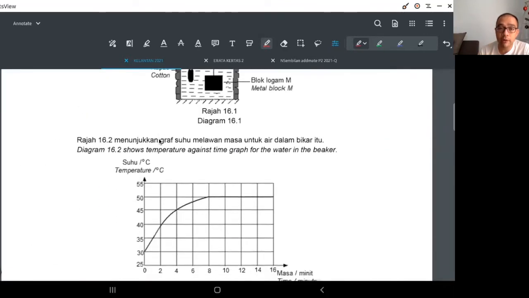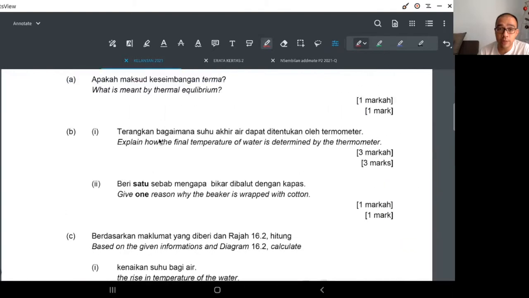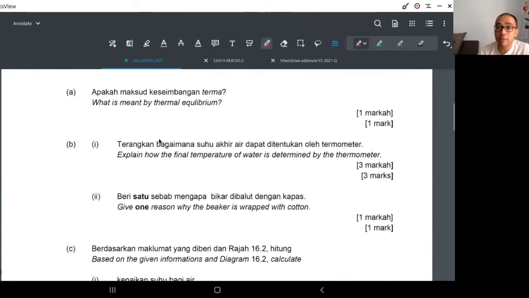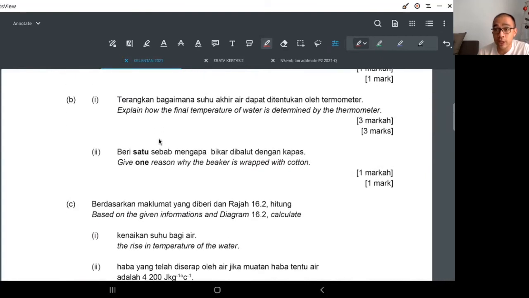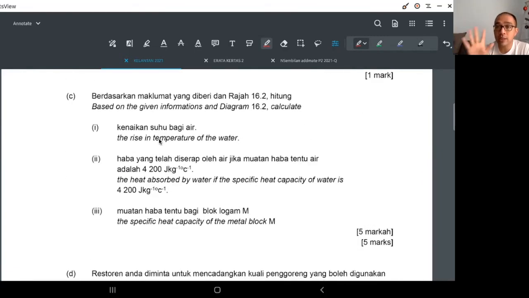Usually there will be a definition question. In this case, what is meant by thermal equilibrium? Secondly, there is always an explanation question, which is a 4-mark question. I will always refer to this as the 4-mark question in essay. So the 4-mark question is explain this, explain that, so we talk about physics there. And then the 5-mark question will be a calculation question. So you expect a calculation question in this section.